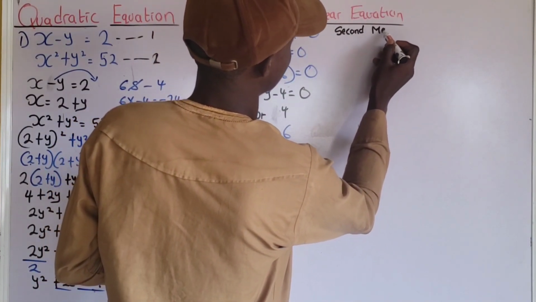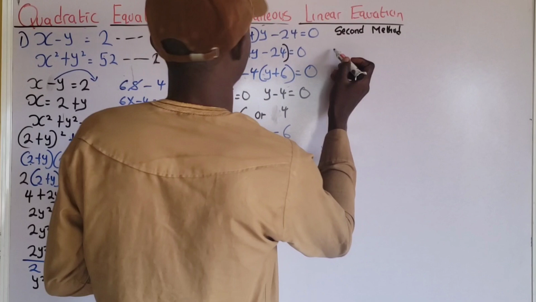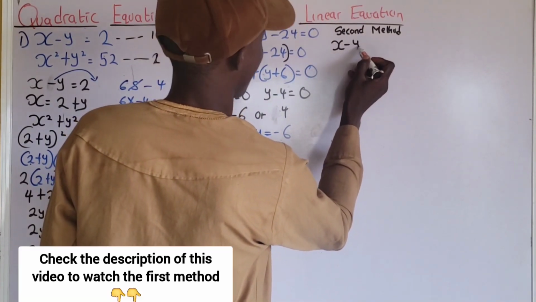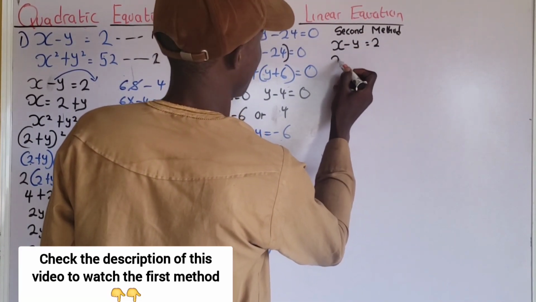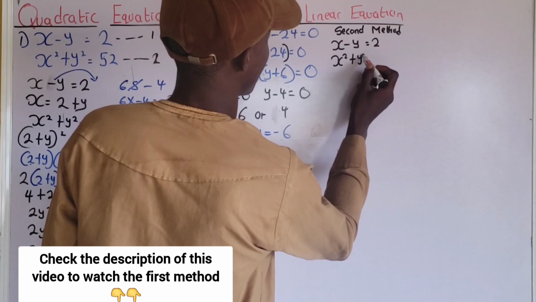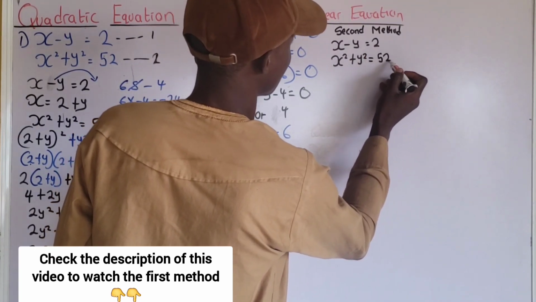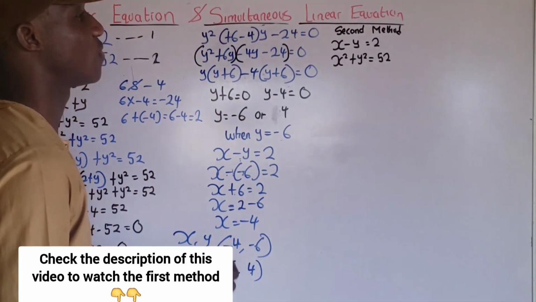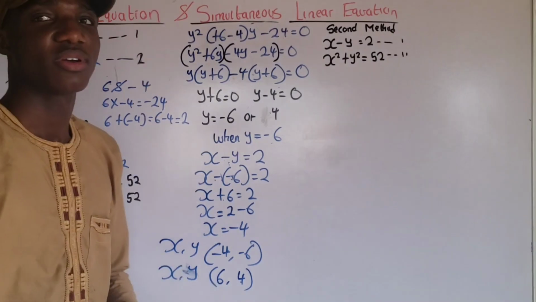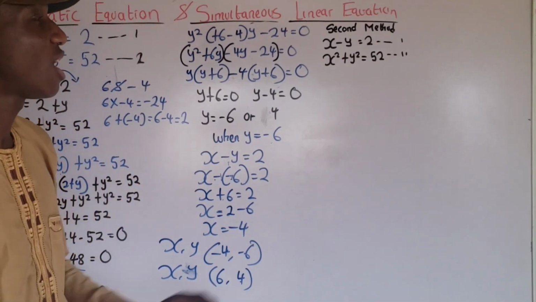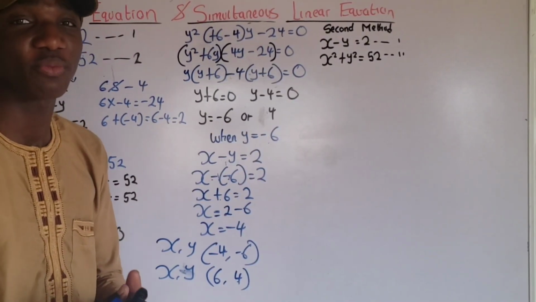Method. Now we have x minus y equals 2, then x squared plus y squared equals 52. We are asked to find the value of x and y. Now I want you to pay attention. How do we solve this question using the second method?